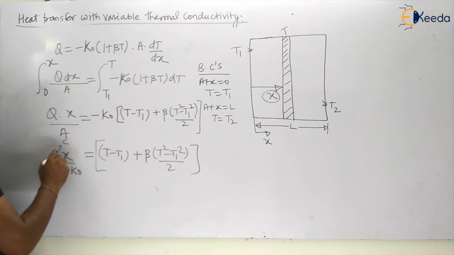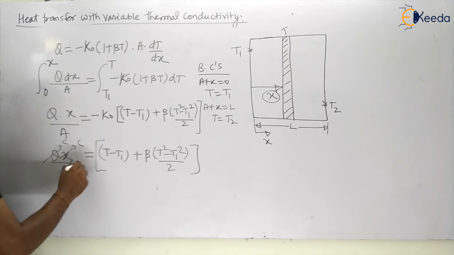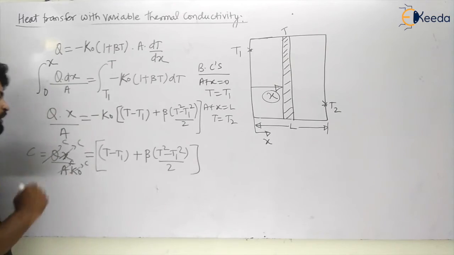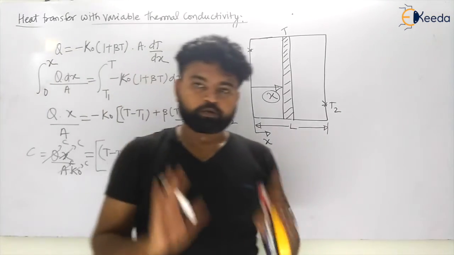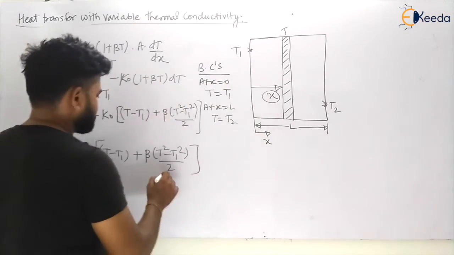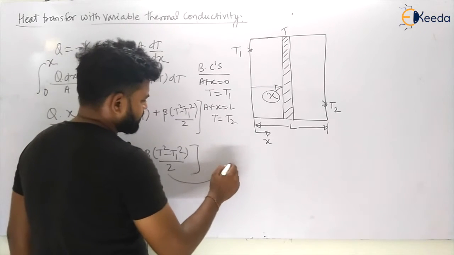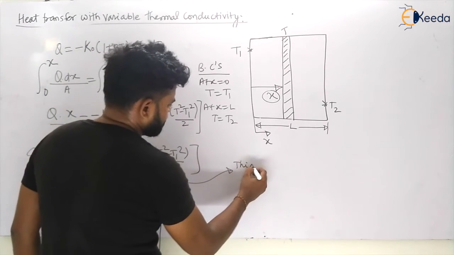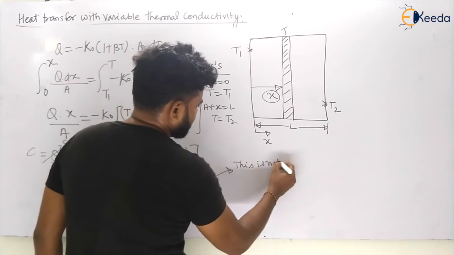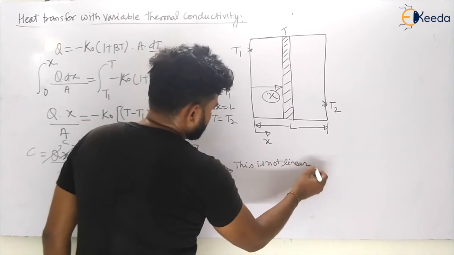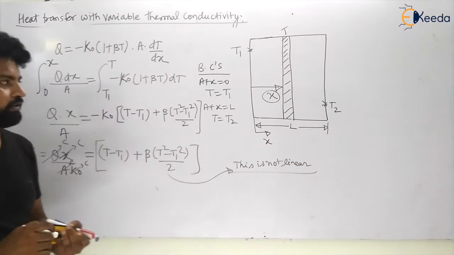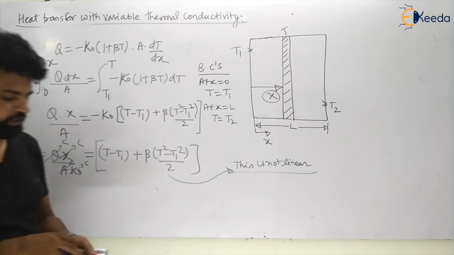This is constant, this is constant, so everything here is constant. So this term will be something what? This is not linear. So we can say the temperature profile is not linear in this case. Let us see then how we can calculate that temperature profile.